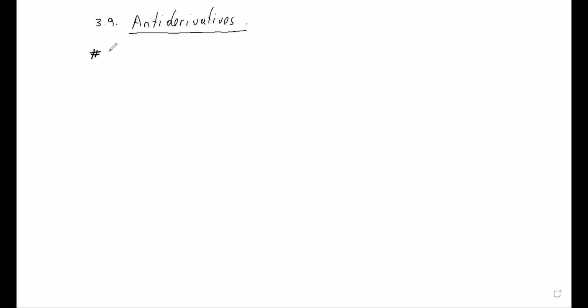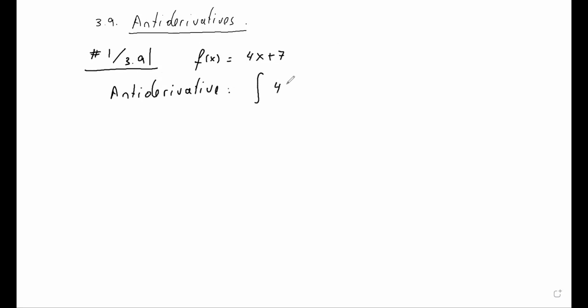We are going to do problems like, well, I'm going to start with some easy ones. Again, we've done this before in some other sections. This is just a collection of interesting problems. So one from 3.9 will be fairly easy. The question is, you got f of x equal to 4x plus 7. Do the antiderivative. Remember, what I'm going to do now, I'm just going to write the symbol for the antiderivative: the integral of 4x plus 7 dx.